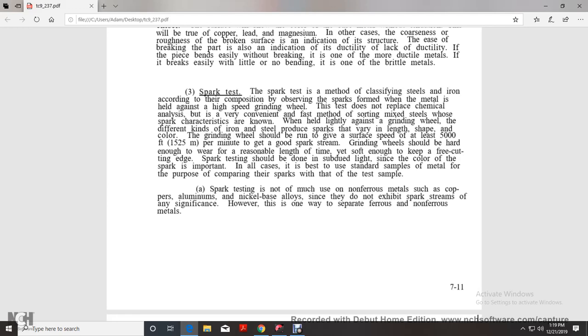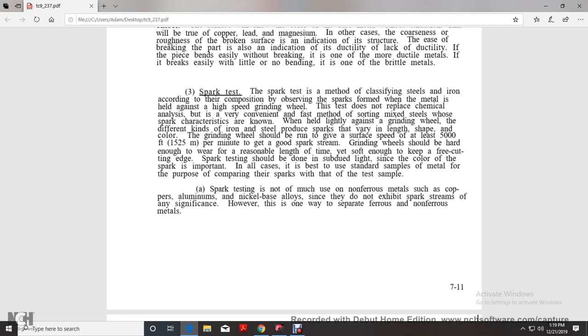shape, and color. Grinding wheels should be run at a surface speed of at least 5,000 feet per minute to give a good spark stream. Grinding wheels should be hard enough to wear a reasonable length of time, yet soft enough to keep a free cutting edge. Spark testing should be done in subdued light, as a sense of the color of the spark is important.